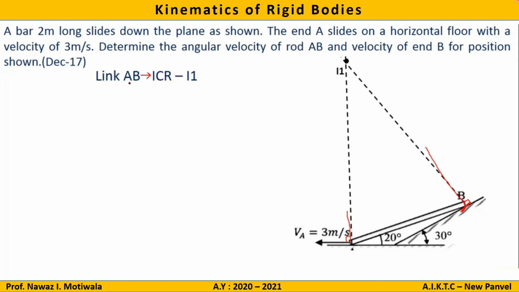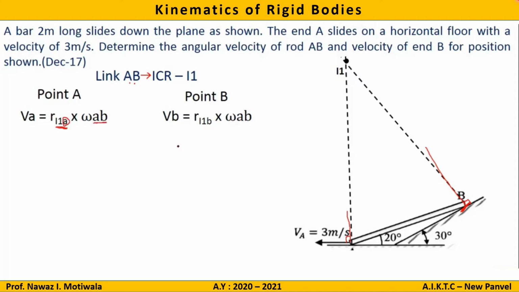Then next, what do we write? What are the 2 points on the link? The points are A and B, so I will write point A and point B. Next we write the relation of velocities. So I will write VA is equal to R I1A, because the ICR is I1 and the point is A, so it will be the distance from I1 to A, multiplied by omega AB because it is on link AB. Similarly, VB will be equal to R I1B multiplied by omega AB.